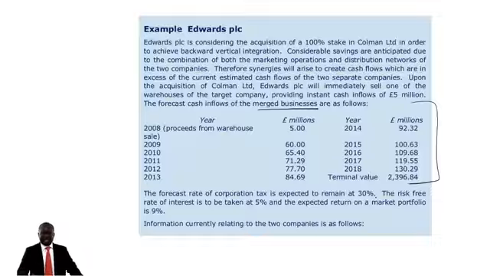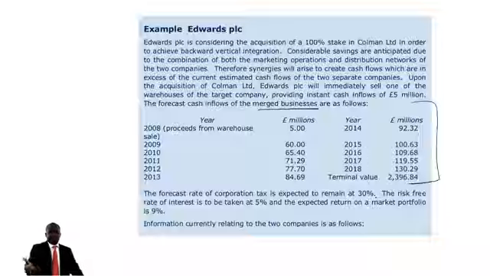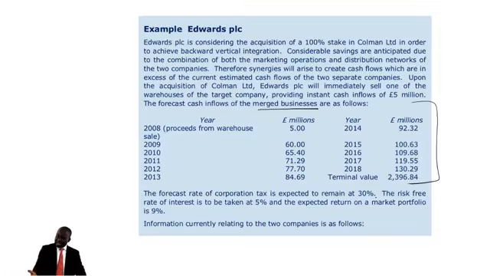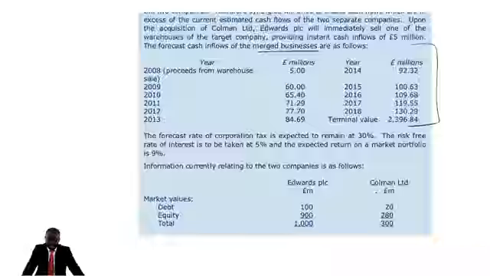That's why this question had given it to you. In the exam room, unless you are extremely lucky for the examiner to give you that cash flows. And as we said, the free cash flow is the same as the net cash flows. So they've given us the net cash flows of the combined business. Okay, the forecast rate of corporation tax is expected to remain at 30%. The risk-free rate of interest is to be taken at 5%, and the expected return on a market portfolio is 9%. Information currently relating to the two companies is as follows.